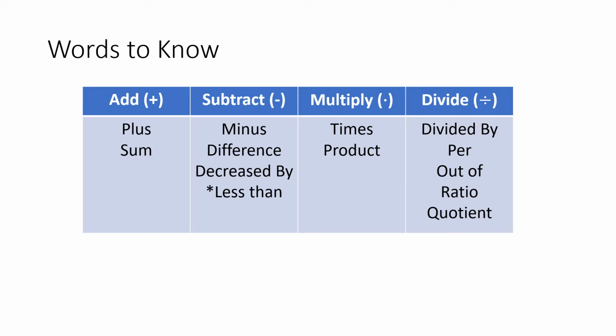I did put an asterisk beside less than. It's important here because it is a little bit confusing when we do the translation, and I do have an example later in the video for less than. When you see less than, you are going to reverse the order it is written, and I will explain that more in detail as we go through our examples.